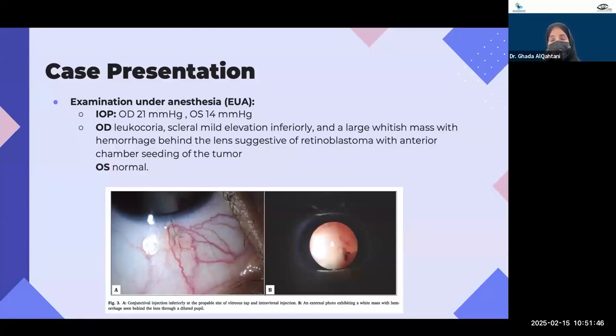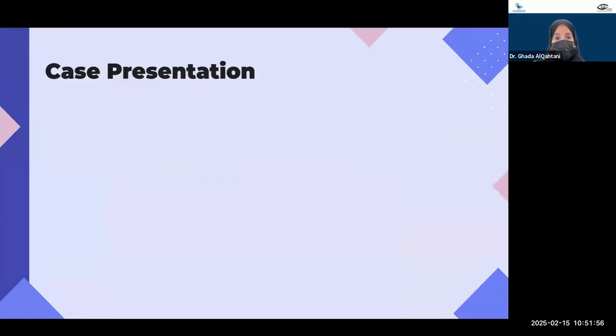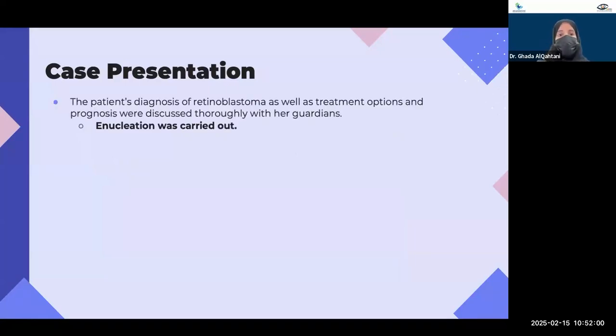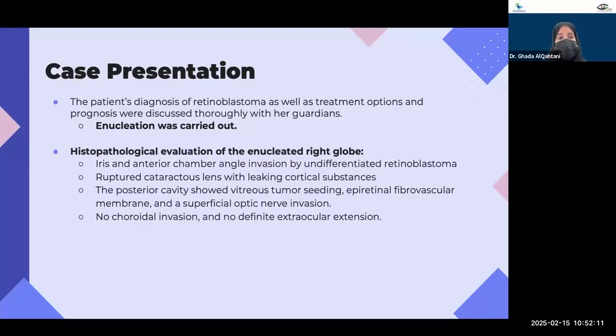There was a large whitish mass with hemorrhage, can be seen clearly behind the lens. It's also clear in this photo, with anterior chamber seeding of the tumor. Left eye was again completely normal on examination. So the patient's diagnosis of retinoblastoma, as well as treatment options and prognosis, were all discussed thoroughly with the parents, and enucleation of the right eye was carried out.